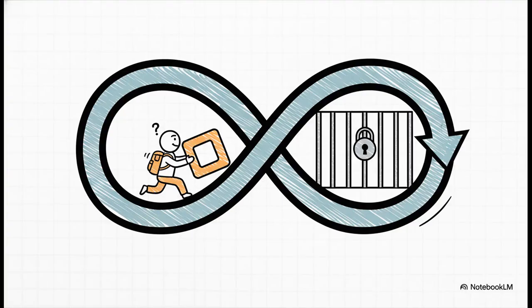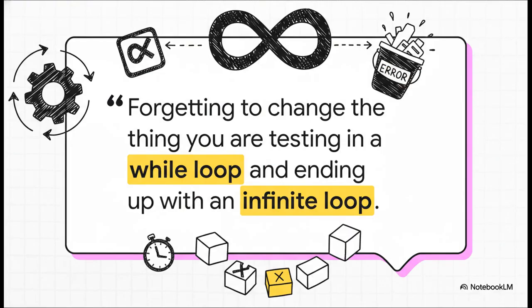First up, we have the dreaded infinite loop. I mean, this is a nightmare for programmers. It happens when that stop condition we talked about never actually happens. The program just gets stuck, repeating the same lines of code forever and ever, and usually it just freezes the whole thing. And this quote from a Java review course really nails it.